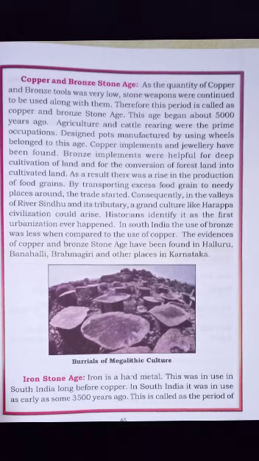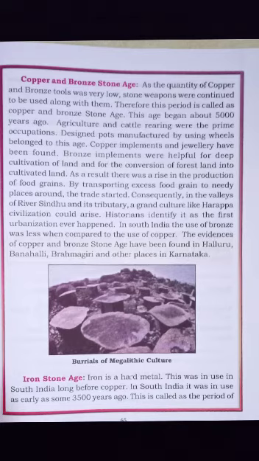As the quantity of copper and bronze tools was very low, stone weapons continued to be used along with them. Therefore, this period is called the Copper and Bronze Stone Age, because along with copper and bronze, stone was also in use. This age began about 5000 years ago. Agriculture and cattle rearing were the prime occupation. Prime means it was the main occupation.